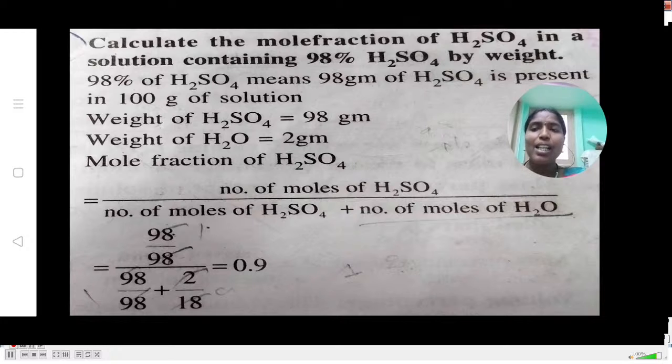So calculate, we get 0.9 mole fraction. There is no units, it is a number. Finally, this is the calculation of the mole fraction of sulfuric acid.